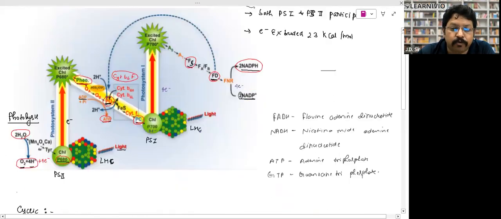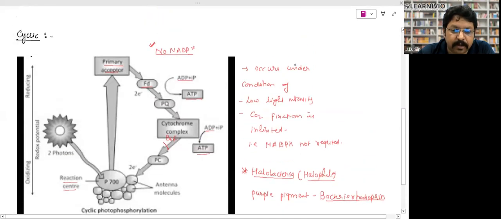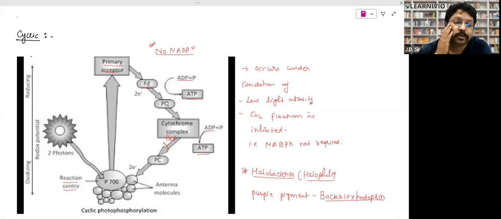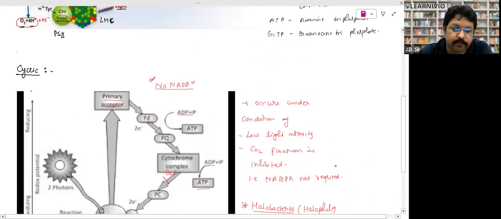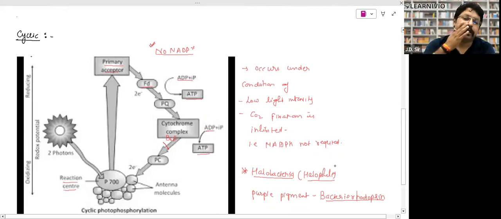When cyclic photophosphorylation takes place, it occurs under the condition of low light intensity. When light is low, carbon dioxide fixation is inhibited, means stopped, right? NADPH is not required, right? And in halobacteria and purple sulfur bacteria, cyclic photophosphorylation goes on. Go through it and tell me if you have any doubt.